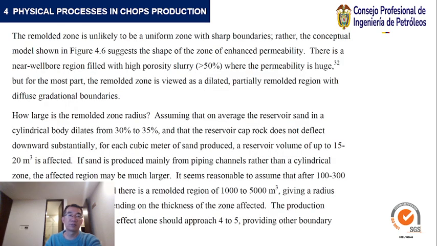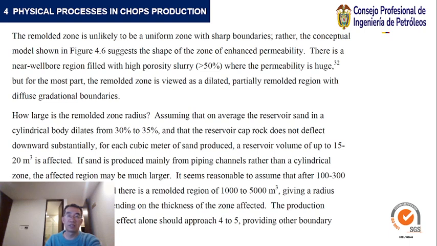There is a nearby region filled with high porosity slurry, where the permeability is huge, but for the most part the remodeled zone is viewed as a dilated, partly remodeled region with diffuse gradational boundaries. How large is the remodeled zone radius?